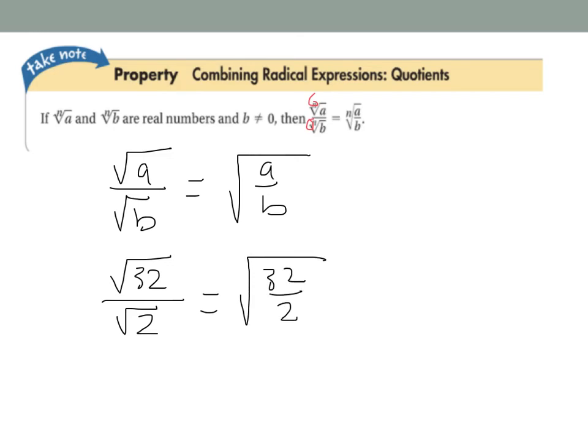Now I can simplify this fraction, because now it's just written as a fraction, and 32 divided by 2 is the square root of 16. And now that I just have the square root of 16, that's 4. So it's just an easier way to simplify fractions.